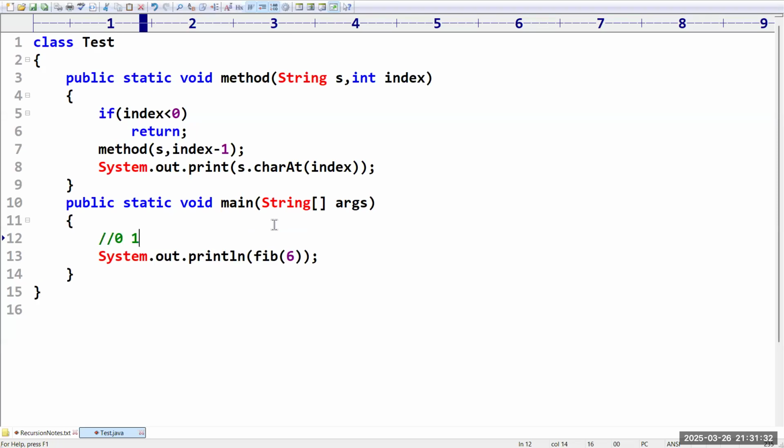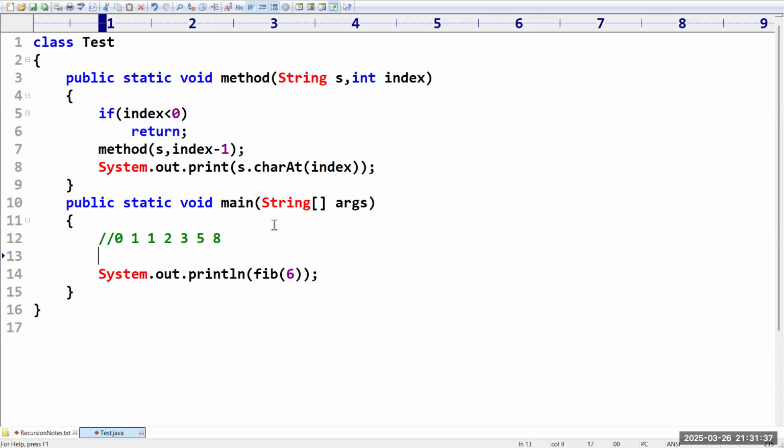What is the sixth Fibonacci number? Let me write some Fibonacci numbers up to this. So this is nothing but the 0th Fibonacci, first, second, third, fourth, fifth, sixth. What is the sixth Fibonacci number? 8. My expected output is 8.